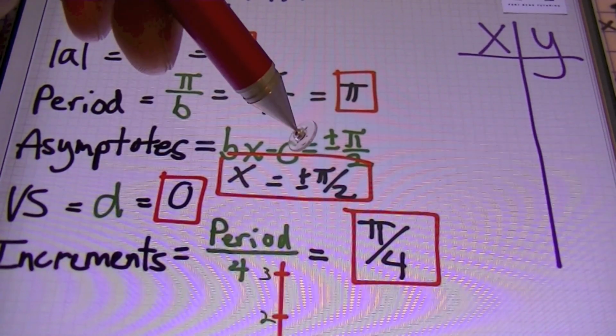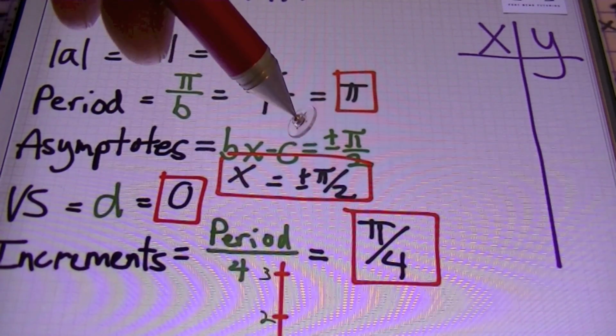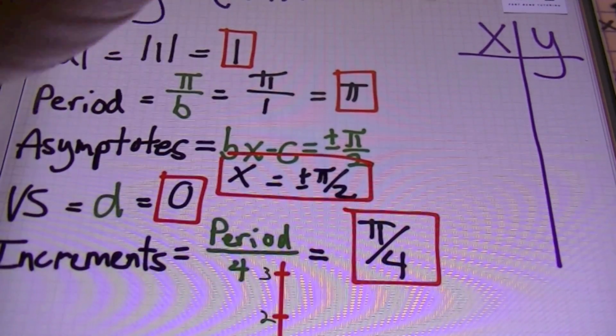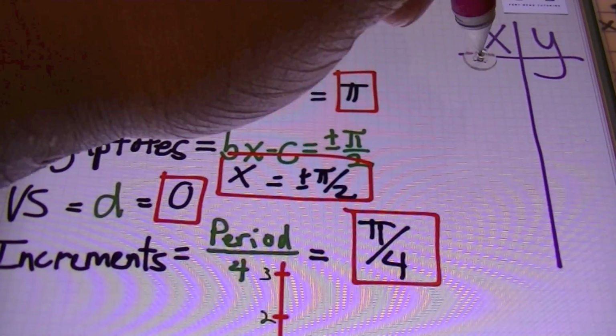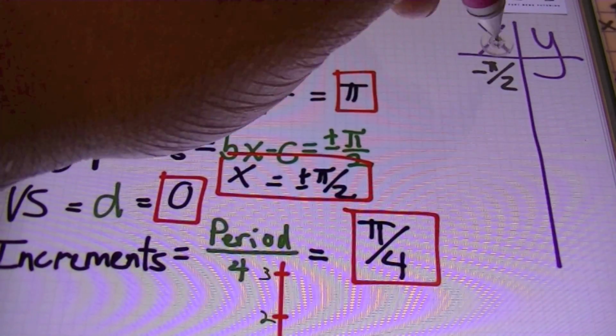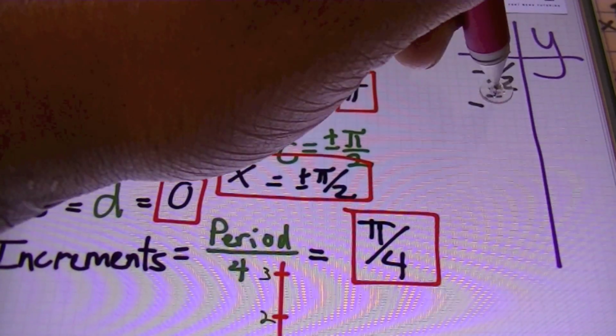We're going to start at our extreme left, ladies and gentlemen. So we'll be using the asymptote value of negative pi over 2. That's going to be the first value I need in my XY chart. So negative pi over 2. Negative pi over 2 plus pi over 4 is going to give me a result of negative pi over 4.